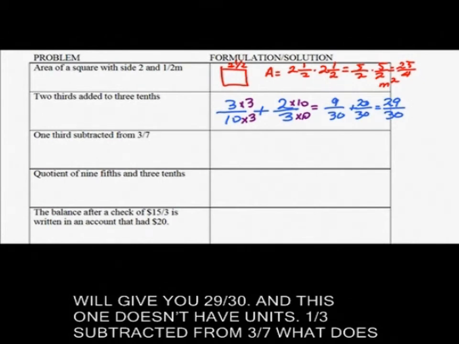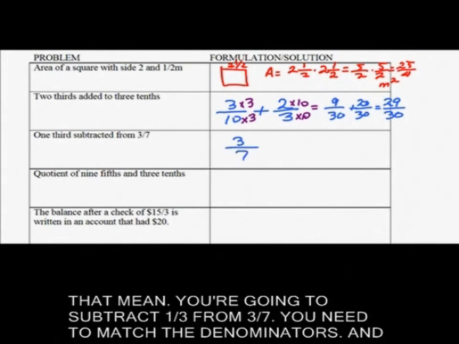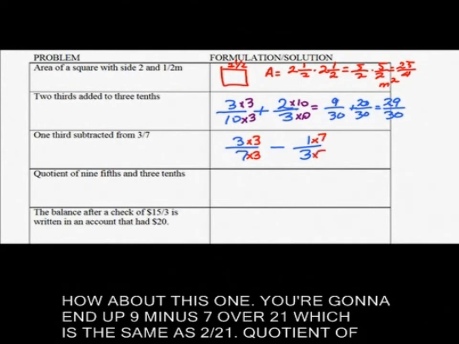1/3 subtracted from 3/7. What does that mean? You're going to subtract 1/3 from 3/7. You need to match the denominators. You're going to end up with 9 minus 7 over 21, which is the same as 2/21.